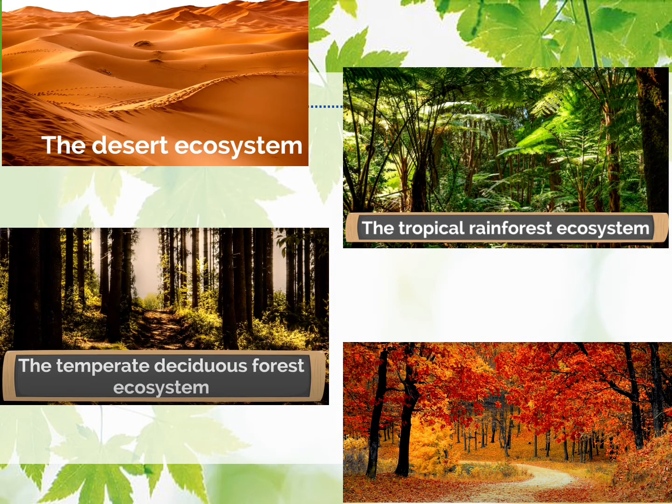Now here are some examples of ecosystems. You have the desert ecosystem. The soil and the climate and the plants and animals you find in a desert ecosystem is different from what you find in the tropical rainforest ecosystem. You can see even the picture is completely different. So all the living things in each of these ecosystems are different.